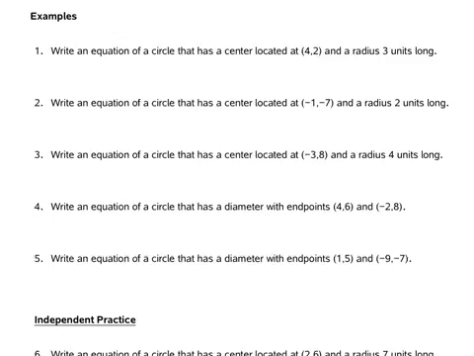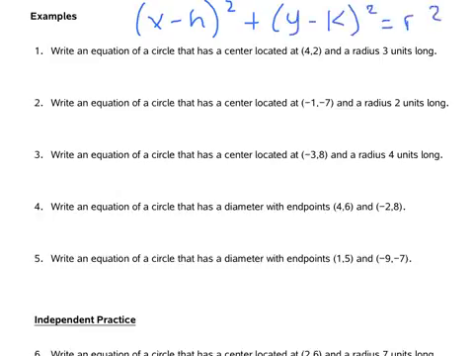Let's work through some examples. Now, keeping in mind that our equation is (x − h)² + (y − k)² = r², and (h, k) are the center points and r is the radius. So for number 1, write an equation of a circle that has a center located at (4, 2) and a radius 3 units long. So that means that h is going to be 4 and k is going to be 2, and r has to be 3. So we just need to fill in the equation.